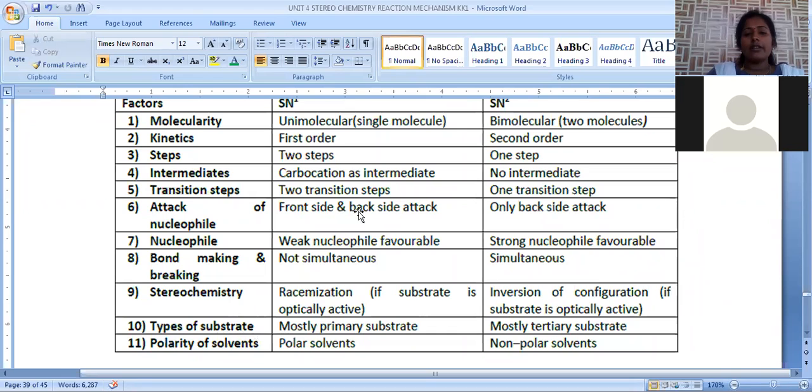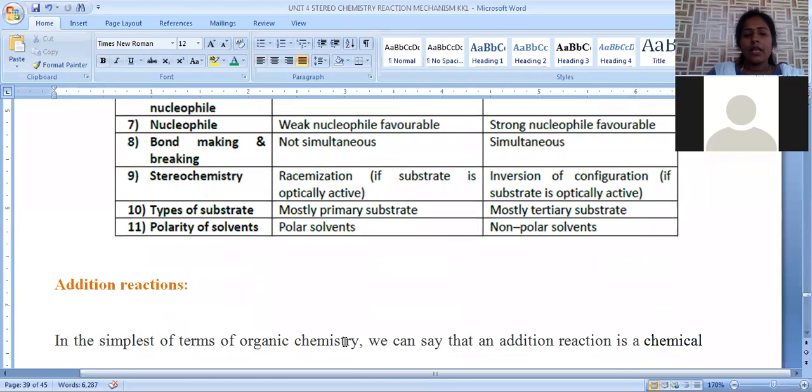Polarity of the solvent. SN1 reaction is more favorable in polar solvents or protic solvents. Means ionic solvents are required here. SN2 reactions are favored by non-polar solvents such as chloroform, acetone, ether, like that. Here, polar solvents for SN1 reaction, water and ethyl alcohol are the best examples. This is about SN1 and SN2 reaction.